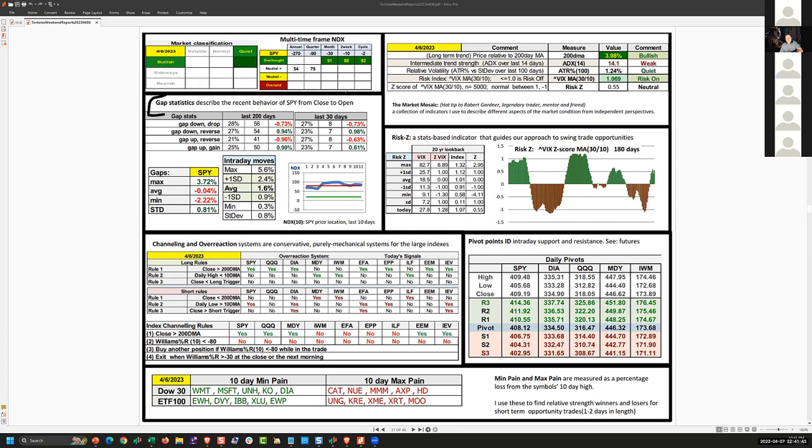Now, the gap statistic is describing the recent behavior of the S&P from close to open. So here's what that means. If I looked at yesterday, day -1, and it opened here and it sold off to there, and then it closed up to here, I could say that's the high and that's the low, and this was the open and that was the close.